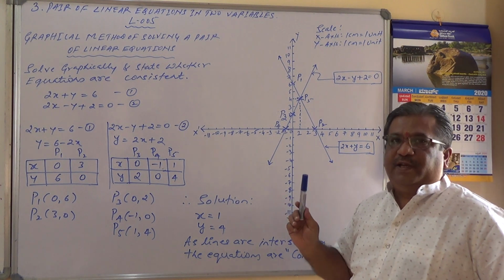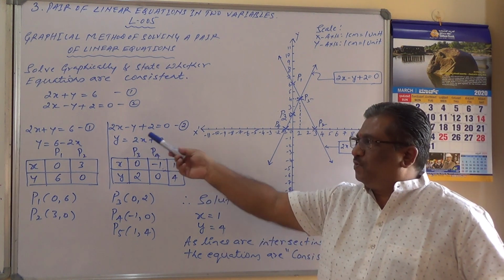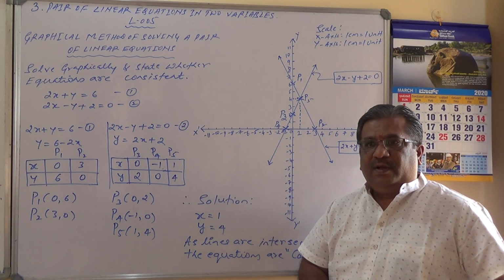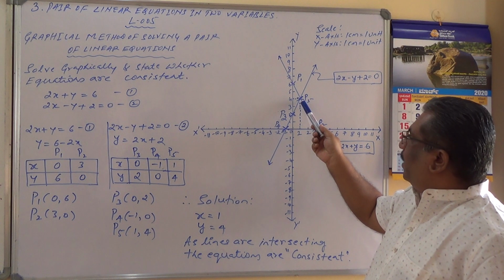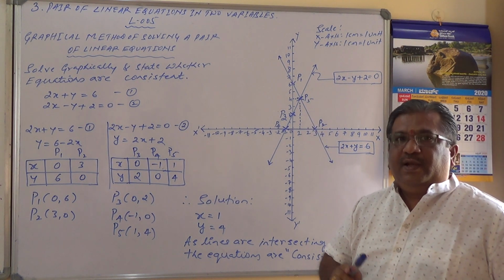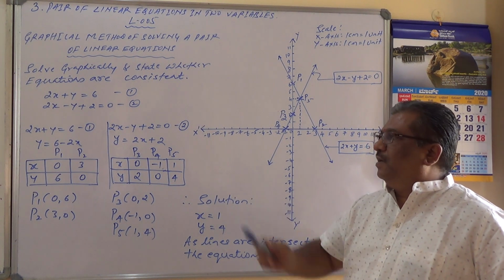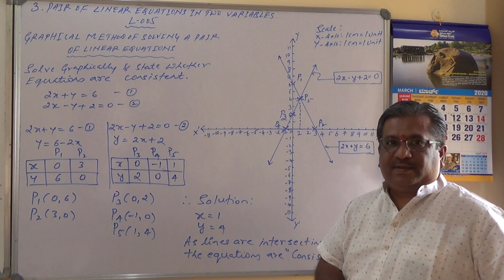What is the conclusion here? The two graphs represented by these two equations intersect at this point P5. At P5 both are intersecting. The intersecting point is the solution of the pair of linear equations.